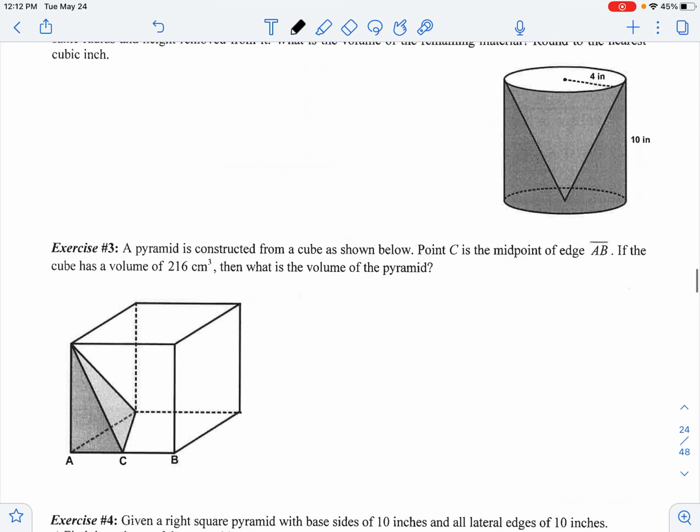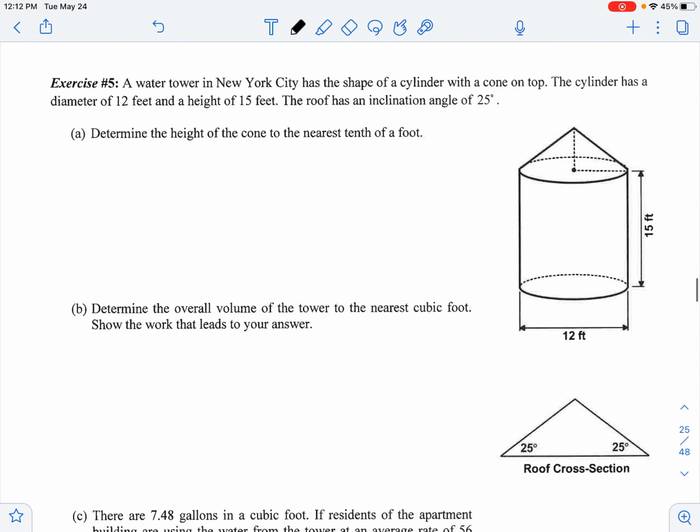All right, I'm going to skip a bunch of these, 2, 3, 4. I'm going to go straight to 5.